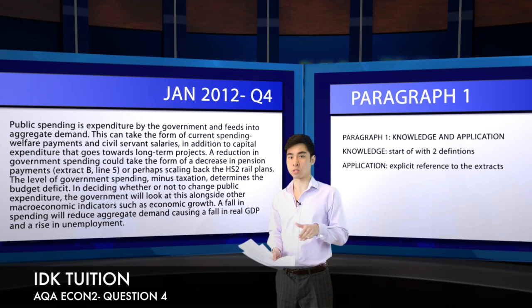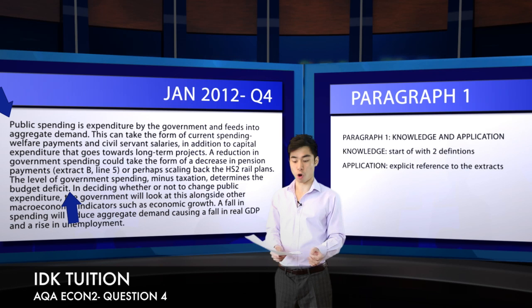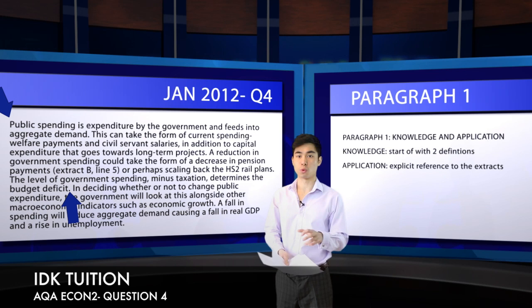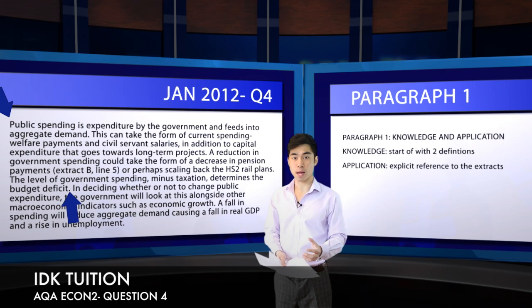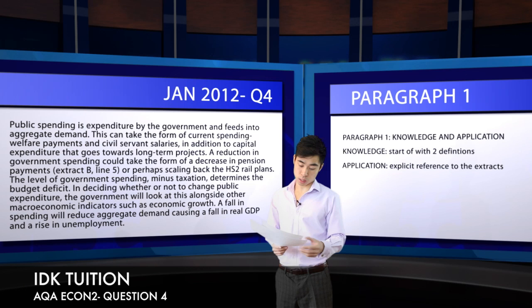Okay, your knowledge marks come from definitions. So we're going to start off our answer with two definitions. There's no set criteria as to what you're meant to define, but given that it's a question on public expenditure, defining what public expenditure is, giving some examples, and also how this ties in with the government deficit, that makes a lot of sense. And obviously, it's a question on the demand side of the economy, so defining aggregate demand would also make sense. So definitions done, tick. Next, reference to the extract. Okay, so here I picked out extract B, line number 5.